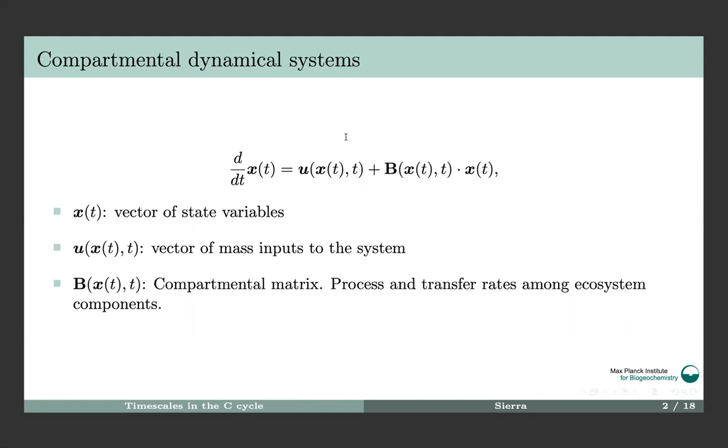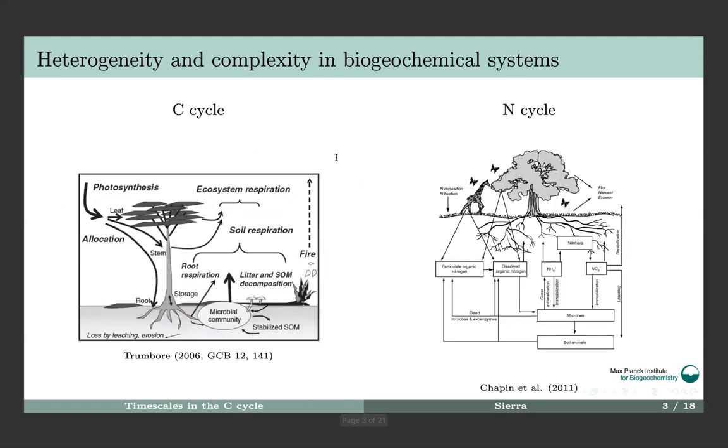These systems can depend on time and can also depend on the mass that is stored in the different compartments. This is a very useful representation of carbon cycle models because we can easily estimate these concepts of age and transit time that I will introduce now. But before that, let's think about the heterogeneity and the complexity of biogeochemical systems, for example, carbon and nitrogen cycle models.